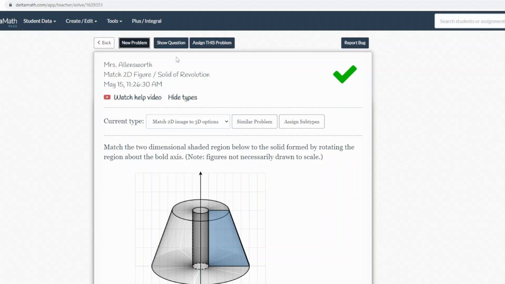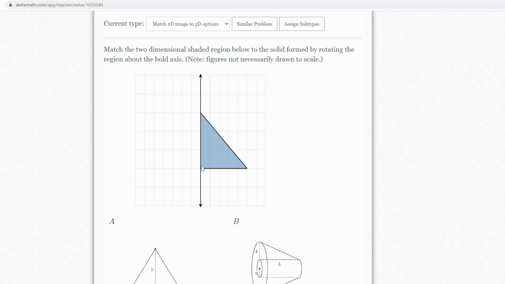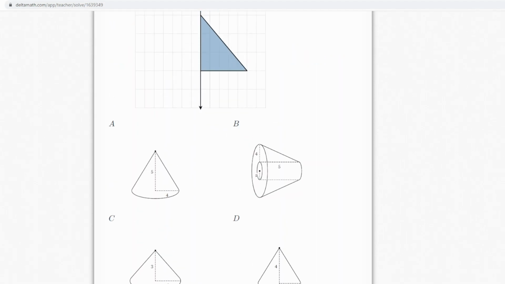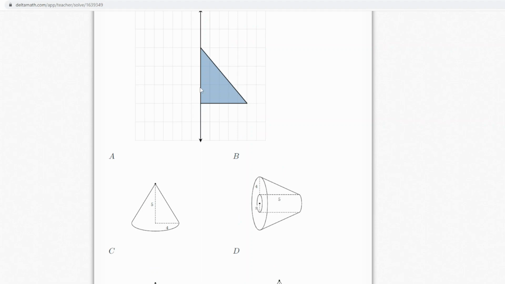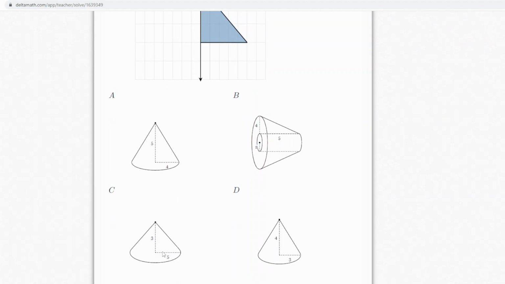All right, let's see if we can do another one. Okay, now we have a triangle. See how the triangle is actually right on the axis that we're going to rotate? That should not have any empty space on the inside. It's going to be some kind of cone. And this cone should be 1, 2, 3 high, and 1, 2, 3, 4, 5 for its radius. So it would be C.